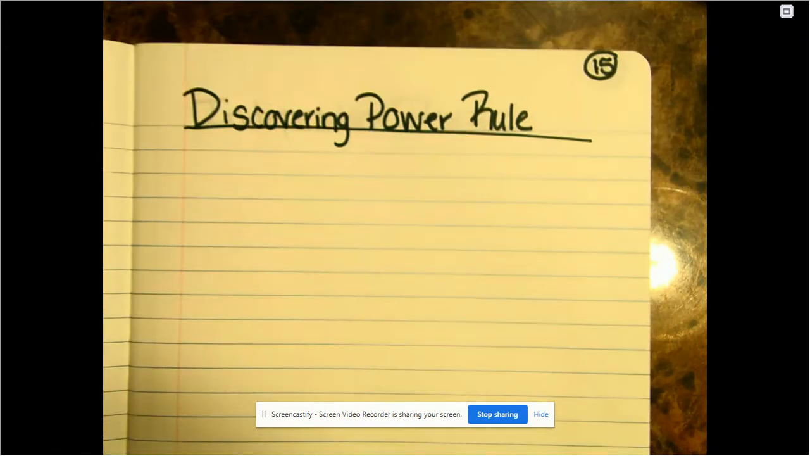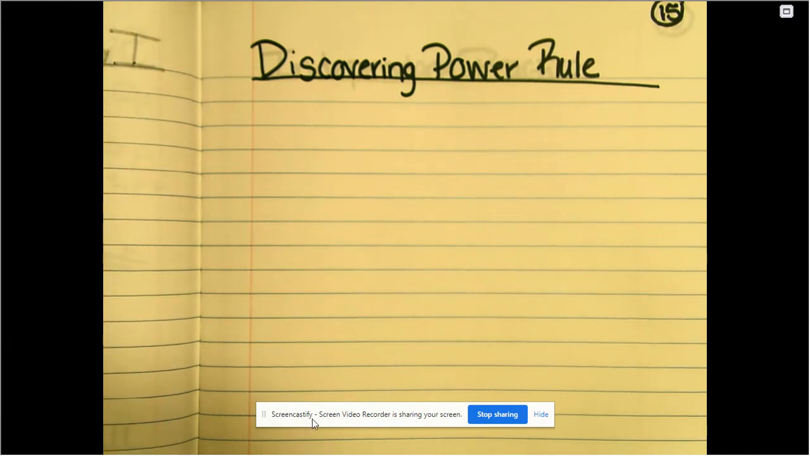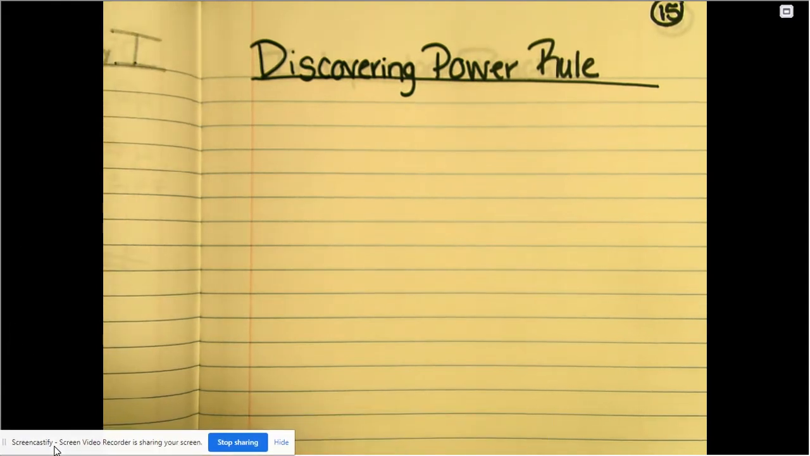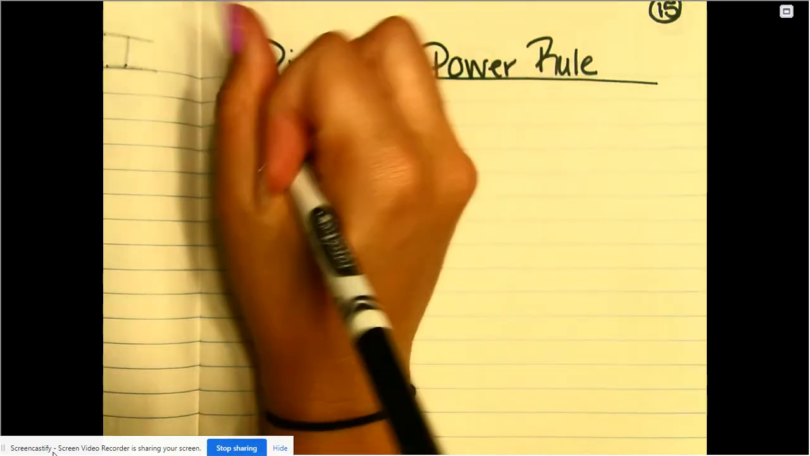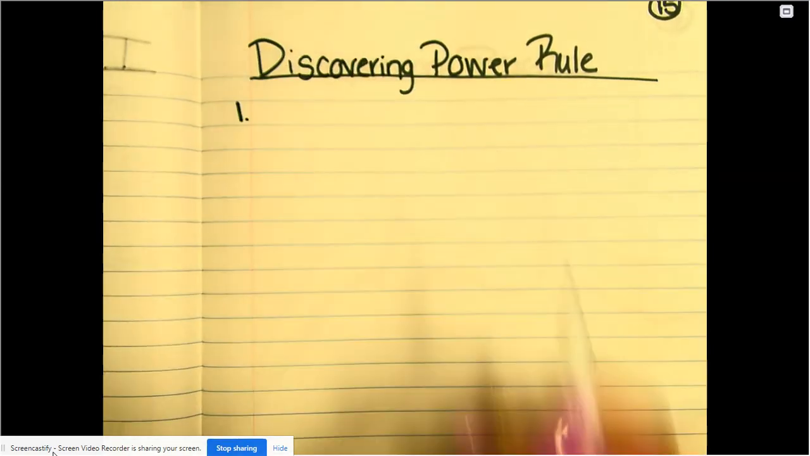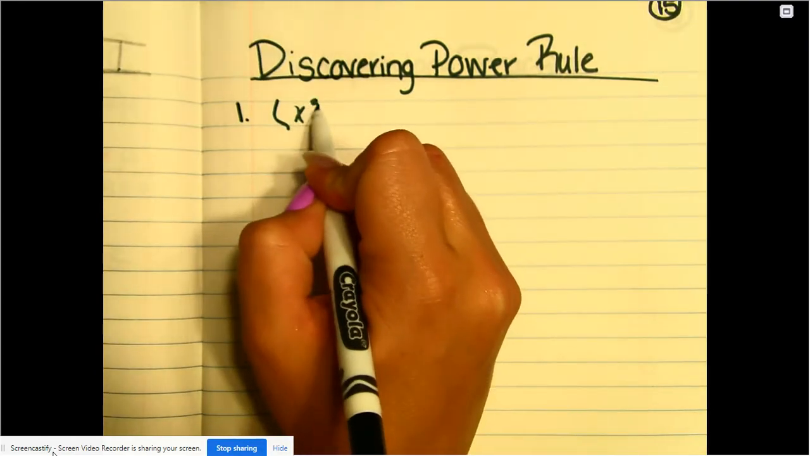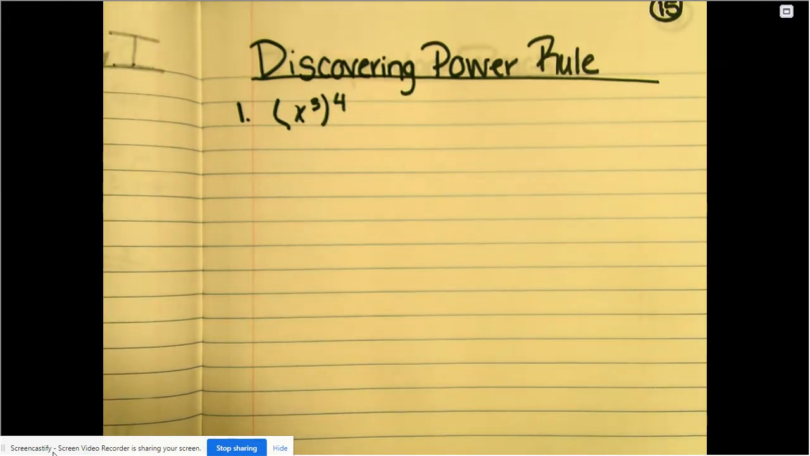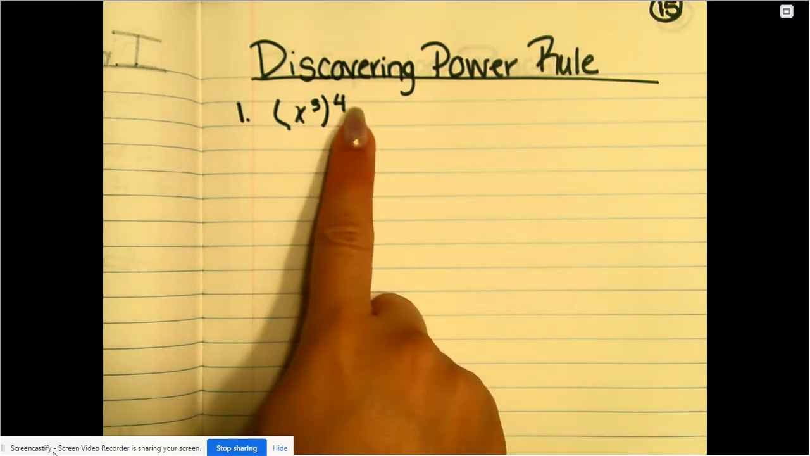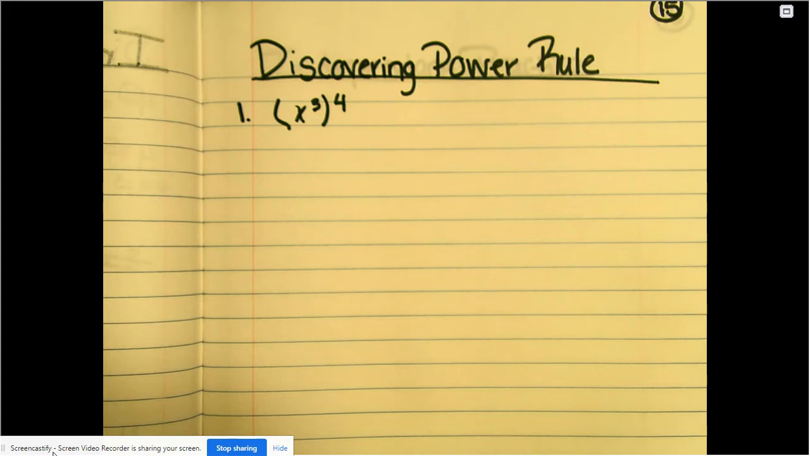But we're going to be on page 15 today, and we're going to be discovering the power rule. Let me move this guy down just a little bit so he's out of the way of the notes. Okay, so number one, we have x to the third power raised to the fourth power. So this is called the power rule, or the power to powers, because you have an exponent raised to an exponent, power to power. There's a new way of thinking about this one.